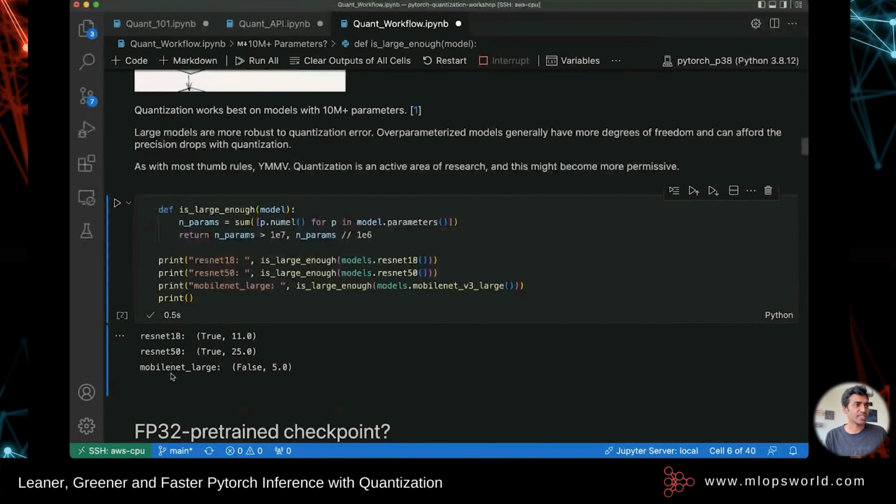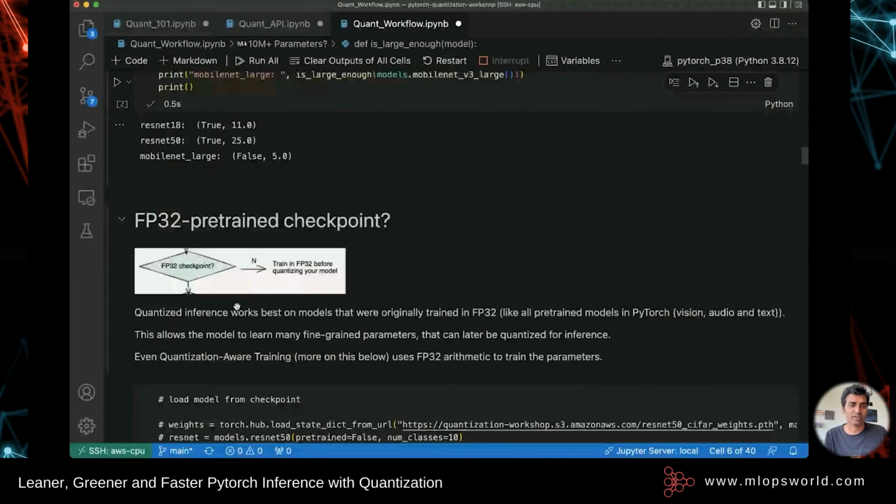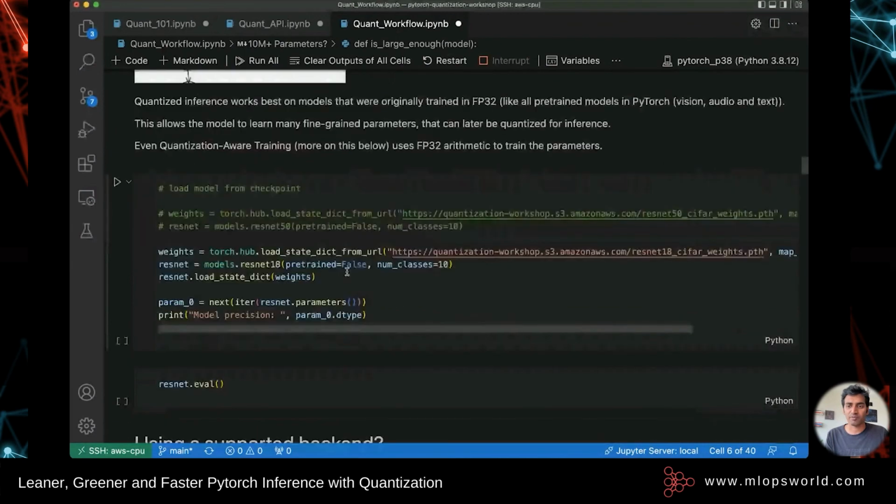For example, you can see that MobileNet actually has only 5 million parameters. So technically, by this thumb rule, it's not a great model to be quantized, but as we saw in the previous slides, using QAT on a MobileNet gave us almost comparable accuracies, almost equal accuracies. The next thing we want to see is that we have a floating point checkpoint, a floating point model in the first place. So we do have that over here. I have a trained ResNet18 on the CIFAR. There's also a ResNet50 model if you want to try that on your own.